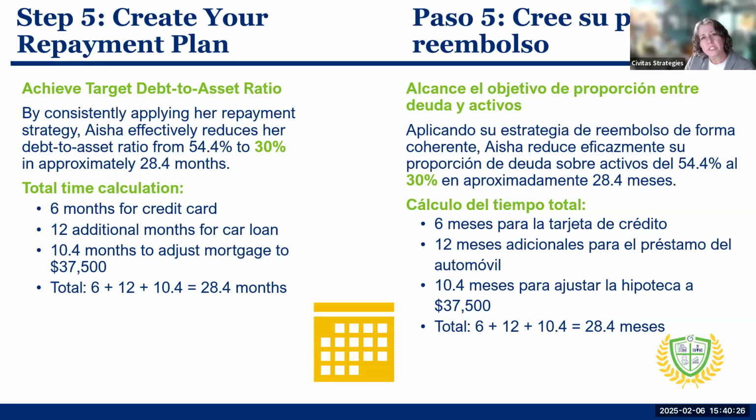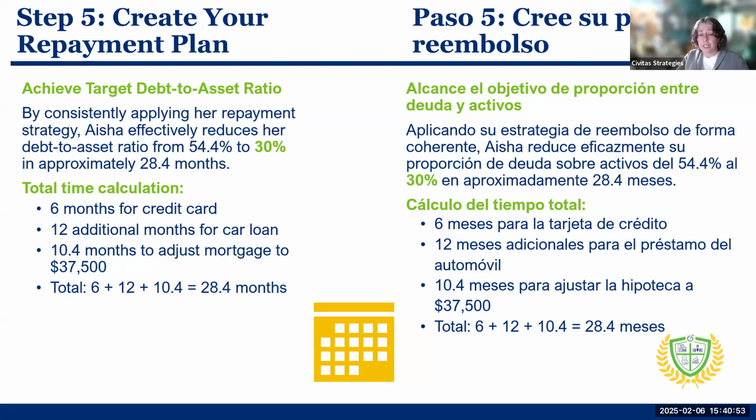Aisha is moving towards that debt to asset ratio that she set as a target. When she figured out the credit card repayment, when she looked at the car loan and figured out how long it was going to take her to pay down the debt, all of the calculations basically worked out so that she could get to that 30% debt to asset ratio in a little over 28 months.